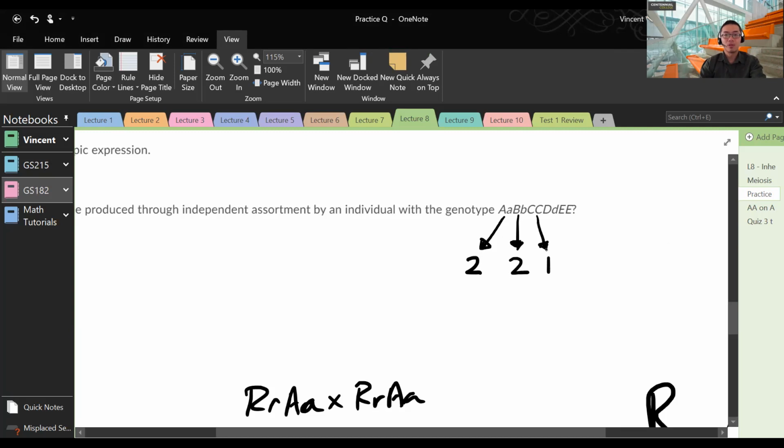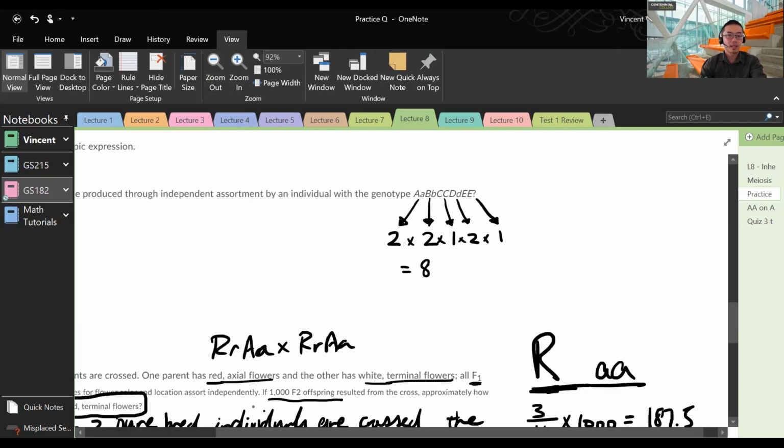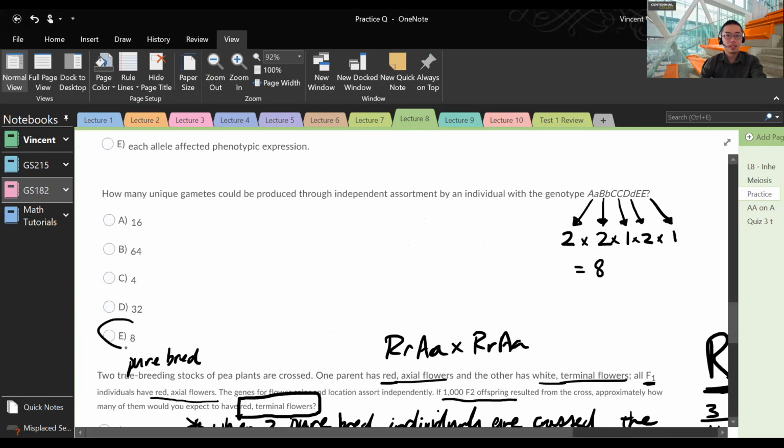Yeah, just 1. You either get big C or big C. There is no other choices, right? For gene D, 2 choices, big D or small d. Gene E, 1 choice. You multiply all of them together, it is 2 times 2 times 1 times 2 times 1, which is 8.